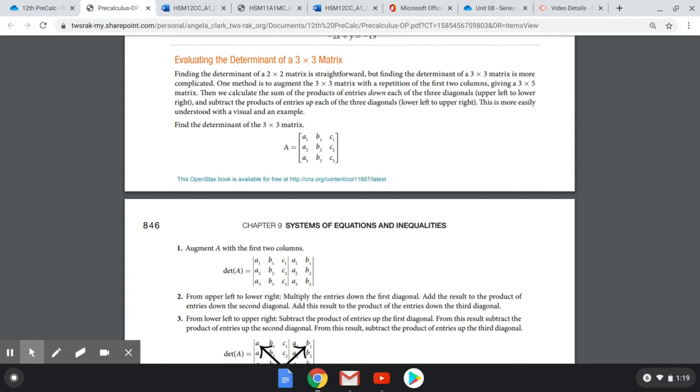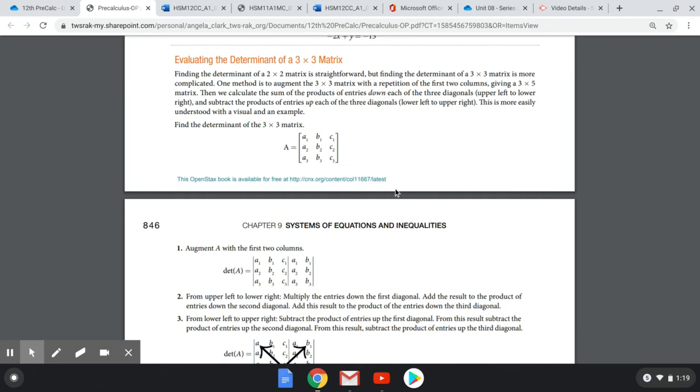All right, welcome back to 9.8. In this video, I'm going to talk about how to use Cramer's rule for a 3x3 system. But before we can do that, we need to talk about how to find the determinant of a 3x3 matrix. So that's what we're going to do first.